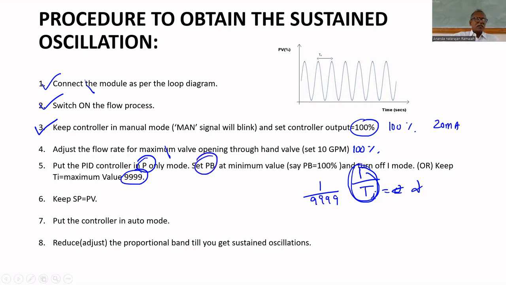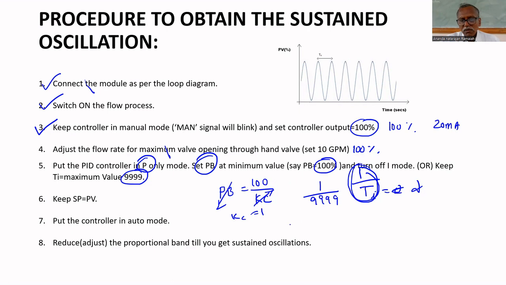Here it is in PB. Yesterday I said the controller that you are using is in terms of PB, not in KC. So we have to put PB equal to 100 by KC. You put PB equal to 100 means KC equal to 1. From 1 we will increase gradually. If you want to increase KC, PB will decrease. If you decrease KC, PB will increase.